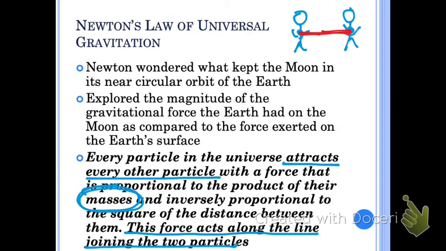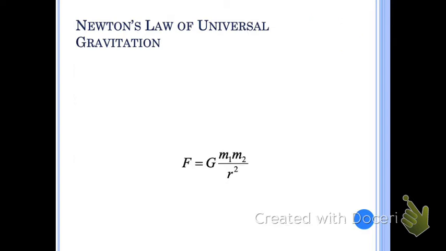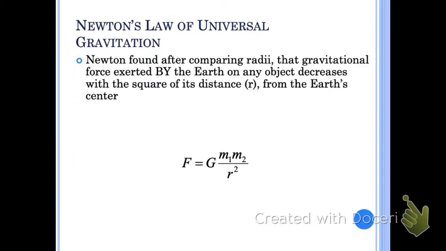That's because the line of force between the earth and that object is a straight line. Okay, so now I'm going to give you a couple things here, most of which is your main equation. This is some more stuff from Newton's thought process. You don't have to write that part down necessarily, but he did find, after comparing the radii, that the gravitational force exerted by the earth on any object decreases as it moves further from the earth, right? That would make sense to us, right? As we get farther away from the surface of the earth, the force of gravity on us is decreasing.